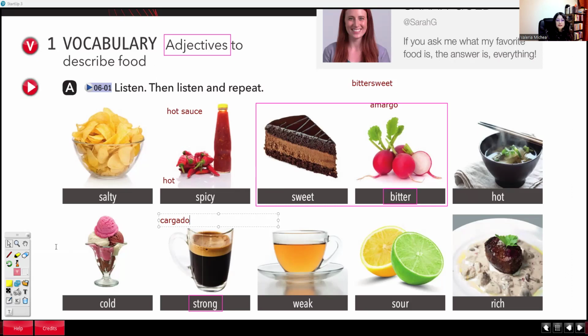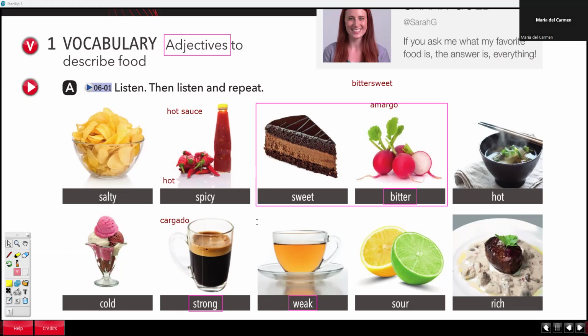Then we have weak. A power coffee? Not really, it's not a power coffee, it's just strong coffee. The opposite of strong would be weak. What does weak mean? The opposite of strong.